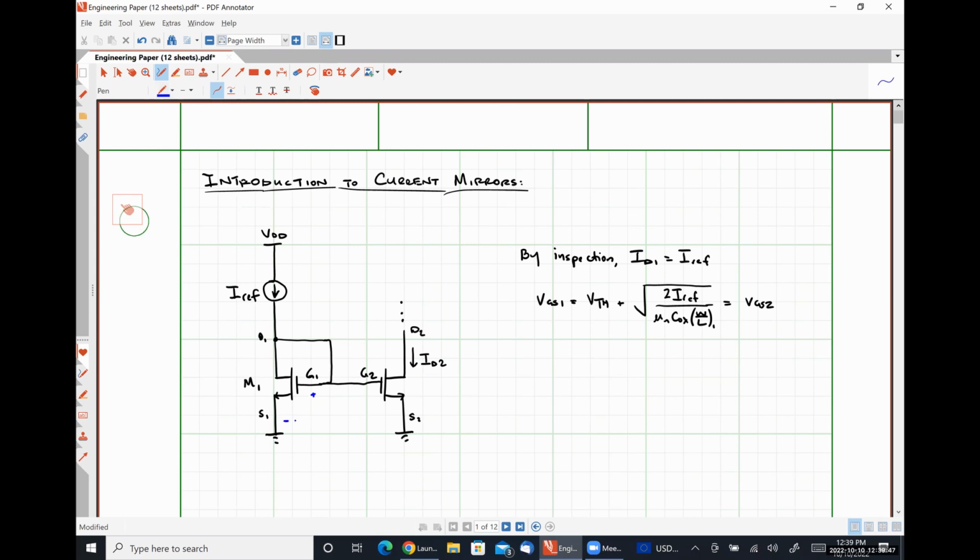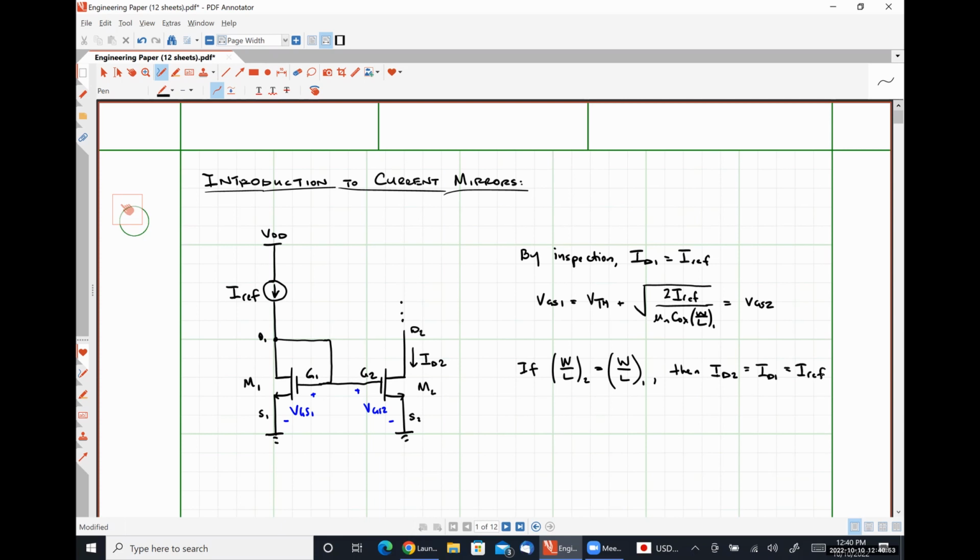So here's VGS1, here's VGS2, and obviously those voltages have to be the exact same voltage, because they're both measured between that same node where our gates are tied together and ground. So if the aspect ratio of transistor M2 is equal to the aspect ratio of transistor M1, then ID2 has to equal ID1, which again is simply IREF.